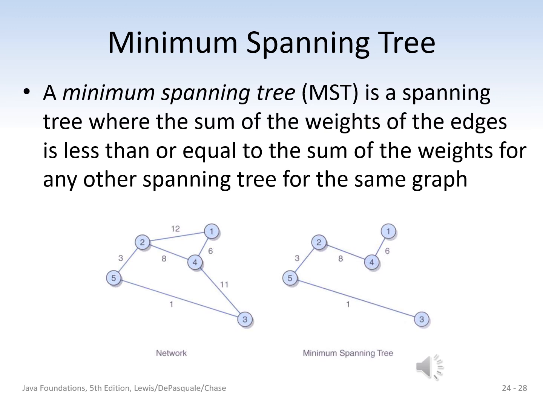So in this case, we have a graph represented on the left as a network and a minimum spanning tree on the right. You'll see on the right, the sum of the weights of the edges is less than or equal to the sum of the weights for any other spanning tree for the graph. In other words, the sum of the weights of the edges is at its absolute minimum value.